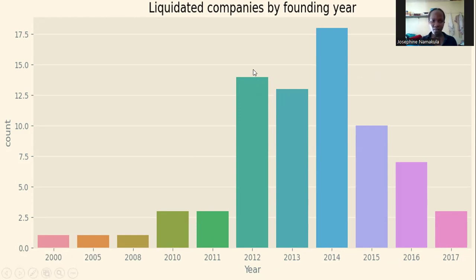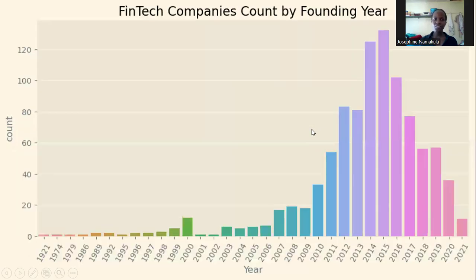They increased here in 2012, decreased in 2013, increased again in 2014, decreased 2015, 2016, and 2017. So when I move to the next slide, I find fintech companies count by founding year. The other ones were liquidated companies. These are fintech companies count by founding year. We can see 1921, they had very few fintech companies compared to 2015, where they had very many fintech companies.